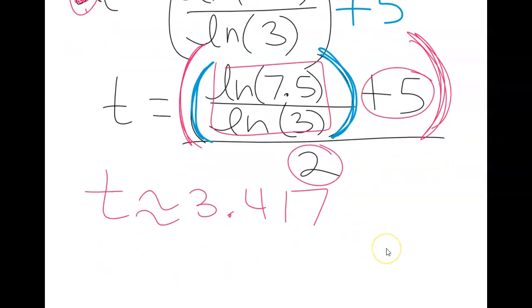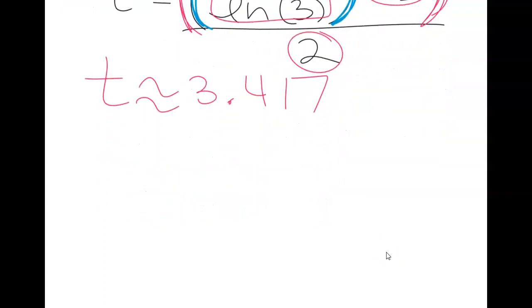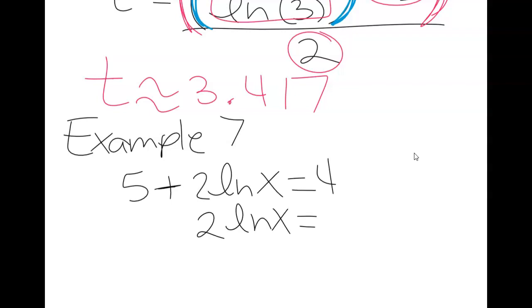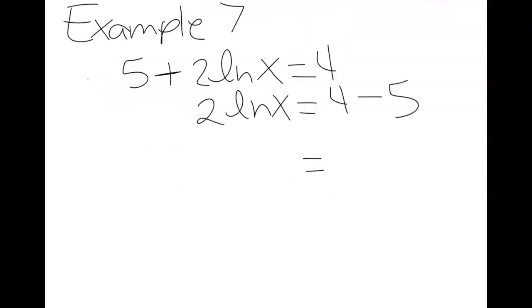Okay, and let's see. Let's do example 7. It's also from your textbook. I just didn't think this PowerPoint came with enough examples. So we have the equation 5 plus 2 ln of x is equal to 4. So we start by taking the 5 across, so it will be 4 minus 5, which is going to be equal to negative 1.